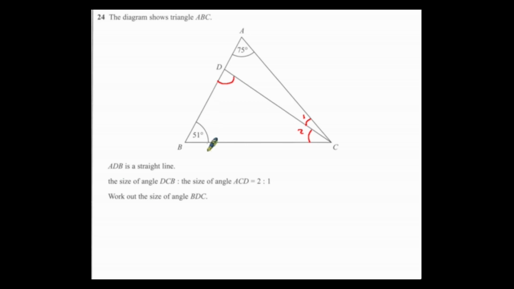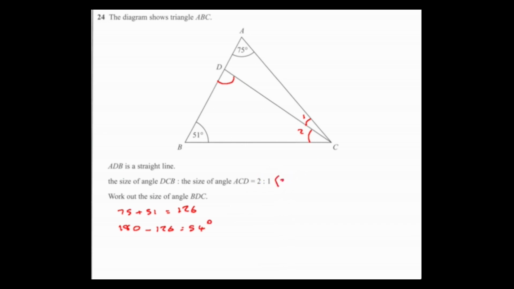Okay, what information do we have? Well, we have the size of two of the angles in the larger overall triangle. We know they have to add up to 180. Therefore, if we add up 75 plus 51, that gives us 126. Therefore, if we take 180 and take away 126, that means the angle at C, the whole angle here, is 54 degrees.